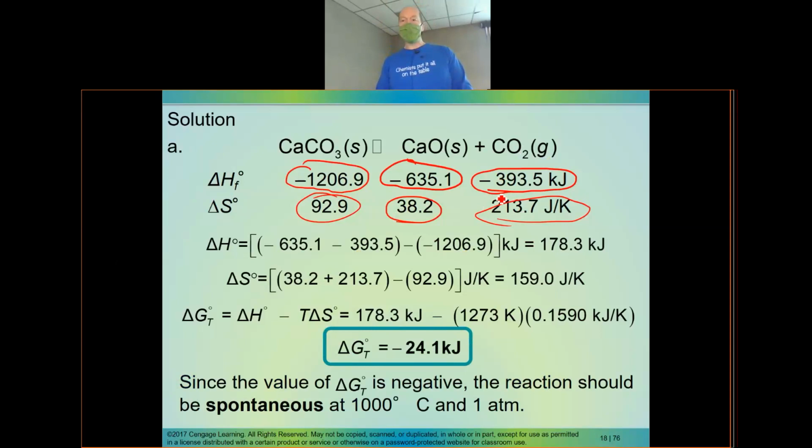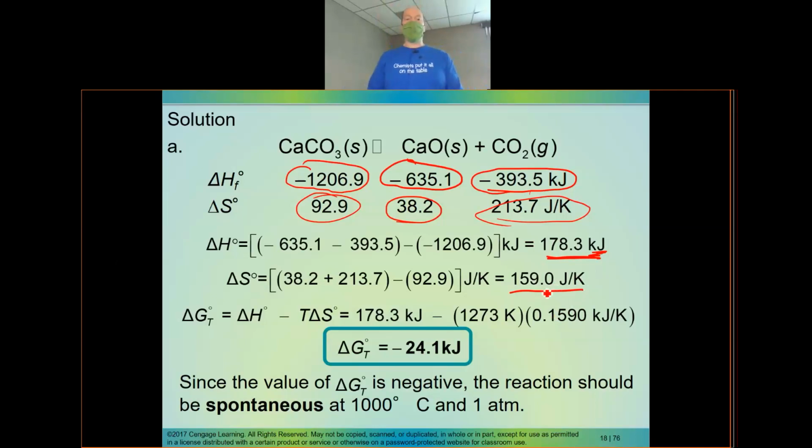All right, so once you have your delta H, which is your 178.3 kilojoules, and you have your delta S, which is 159.0 joules per Kelvin. Always be aware of your units. Delta H, always in kilojoules on the tables. Delta S, always joules per Kelvin on the table. Delta G is always in kilojoules on the tables.